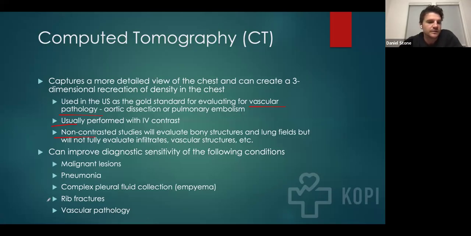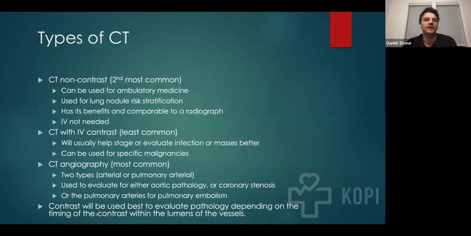We know from multiple studies that CT can improve diagnostic sensitivity for malignancy, pneumonia, and pleural effusion evaluation, i.e., distinguishing empyema from simple pleural fluid collections. We know that it also improves rib fracture identification as well as vascular pathology. CT is an extremely helpful tool. There are a couple of different types.